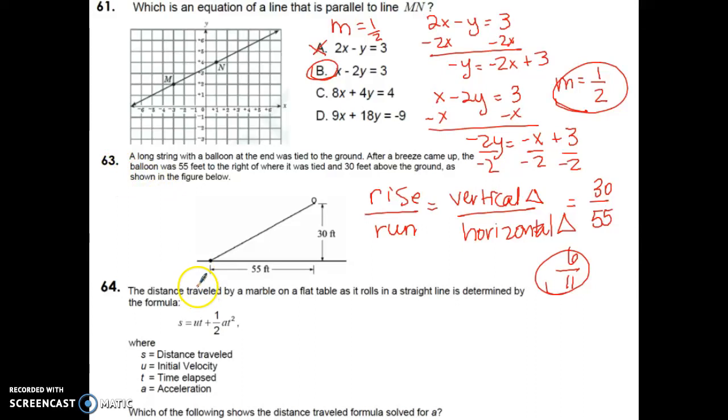That is the answer. For the last one, the distance traveled by a marble on a flat table as it rolls in a straight line is determined by the formula S is equal to UT plus 1/2 AT squared, where S and so on. Which of the following shows the distance traveled solved for A? So we have to solve for A. S is equal to UT plus 1/2 AT squared.